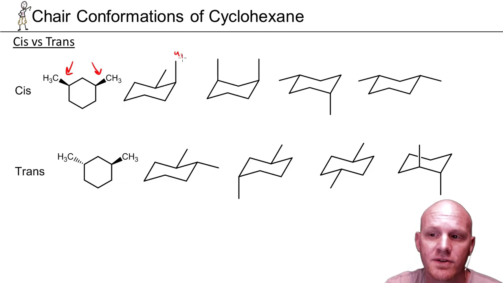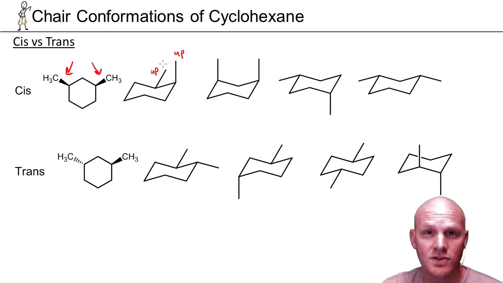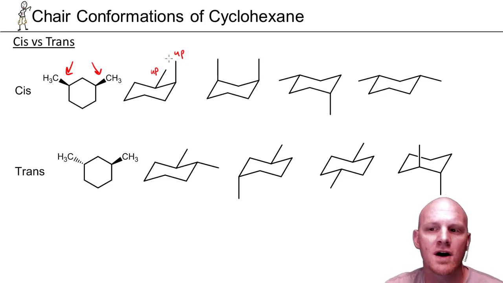So if you notice, this axial position points up, this equatorial slanted up, and when they're both up or both down, that's what cis actually means. So it does not necessarily mean both axial or both equatorial or anything of the sort. Sometimes it does, sometimes it doesn't. What it always means is both up and both down.